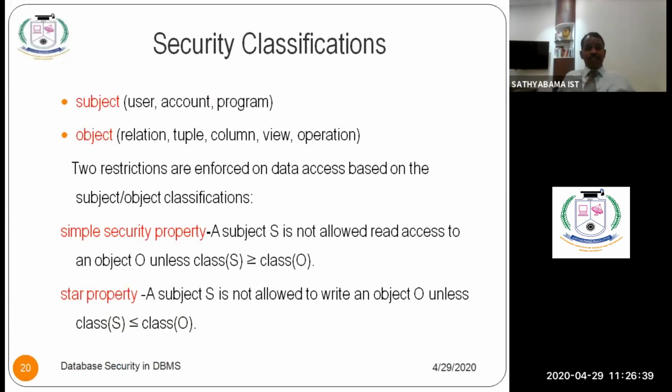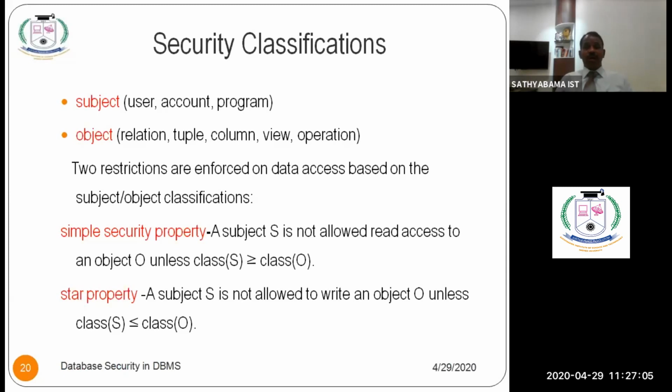Suppose we take the simple security property. A subject is not allowed to read. For example, any user or account or program is not allowed to read the relation or tuple or column unless the subject's class is greater than the object's. Only a user having a higher level of security than the object can be allowed to read.